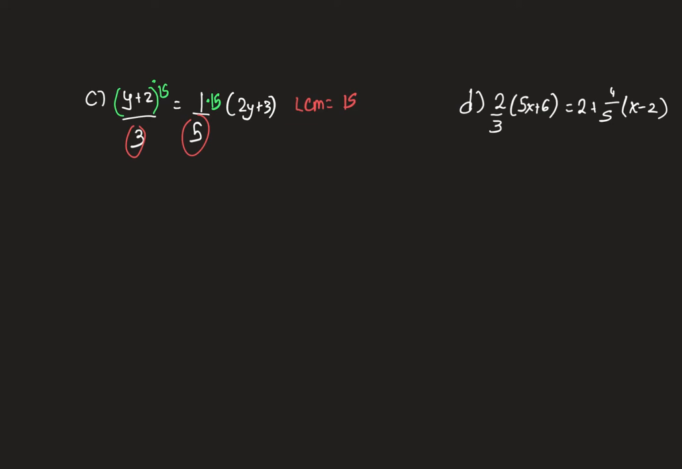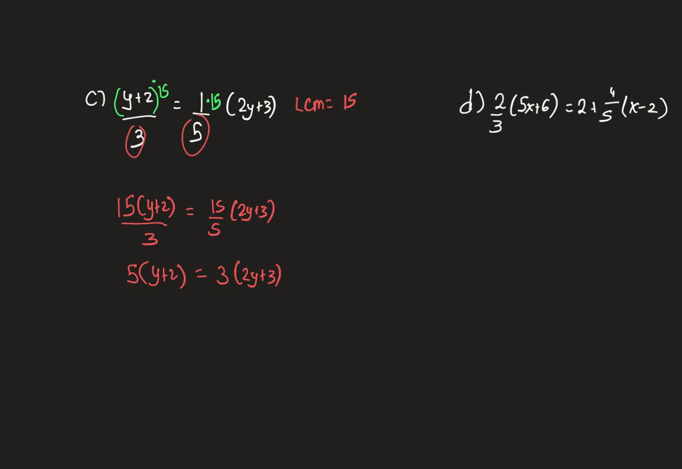All right. So you're going to have 15 (y plus 2 over 3) is equal to 15 over 5 (2y plus 3). So then you're going to have 15 divided by 3, which is 5. So you're going to have 5(y plus 2). 15 divided by 5, which is 3. 3(2y plus 3).